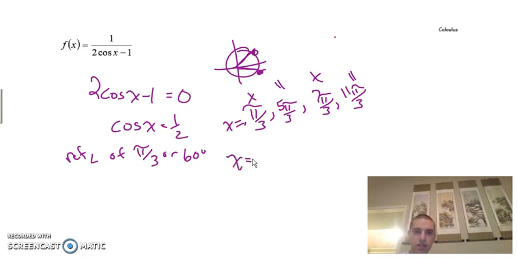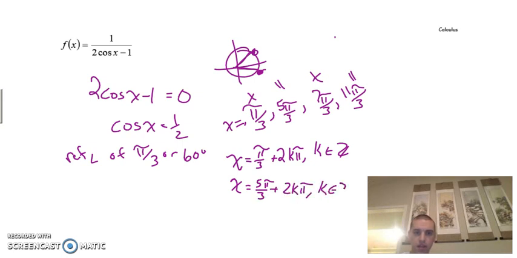So the easiest way to write this is x equals pi over 3 plus 360 degrees, which is 2k pi, comma, where k is an element of any integer, and x equals 5 pi over 3 plus 2k pi, comma, k is an element of any integer. The reason why we're doing that is instead of having to try to find the pattern or just saying it's those two, the domain is not restricted here, and so therefore we have to add 360 degrees.